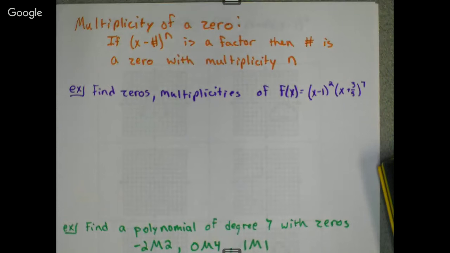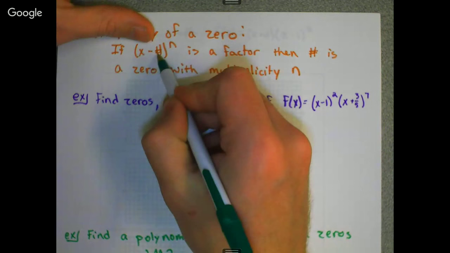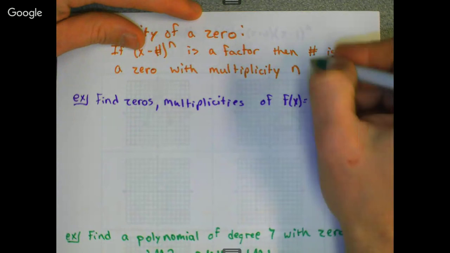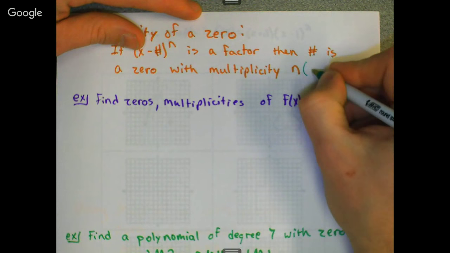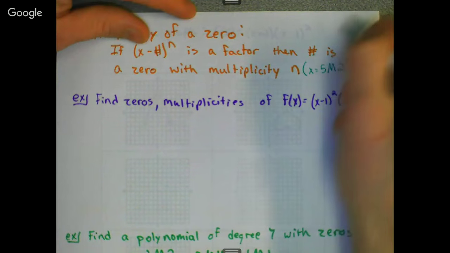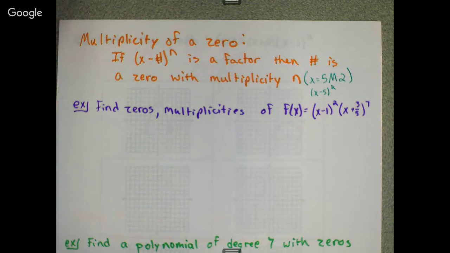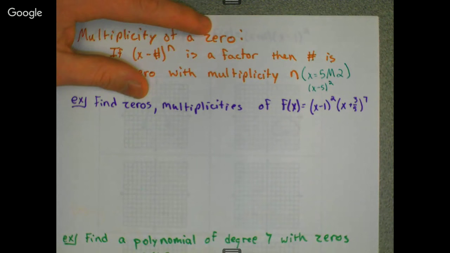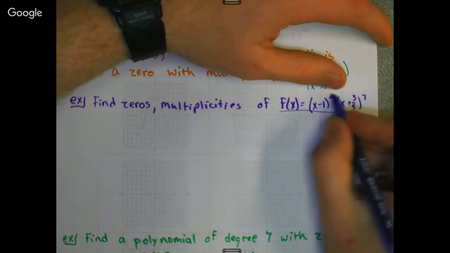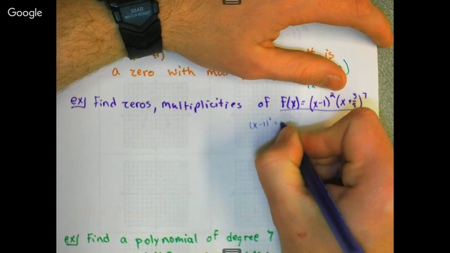I mentioned multiplicity before. So, multiplicity of a zero: if x minus the number to the n is a factor, then the number is a zero with multiplicity of n. So that's when I wrote something like x equals 5, multiplicity 2. This would be the same as x minus 5 squared being a factor. And we've seen that before. So find the zeros and multiplicities of that function. These are my factors, so I'll set each factor equal to 0.